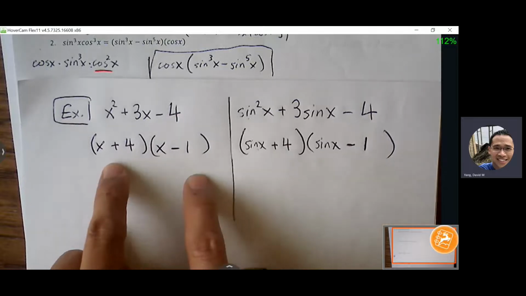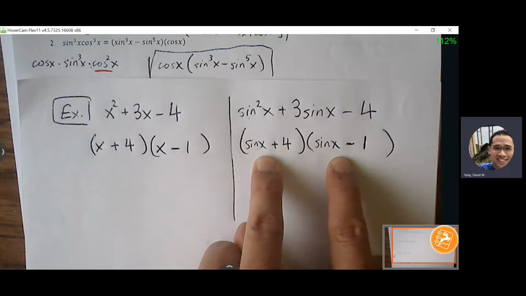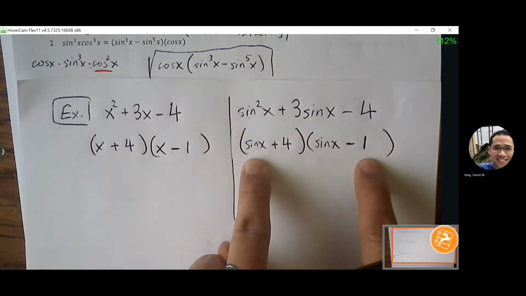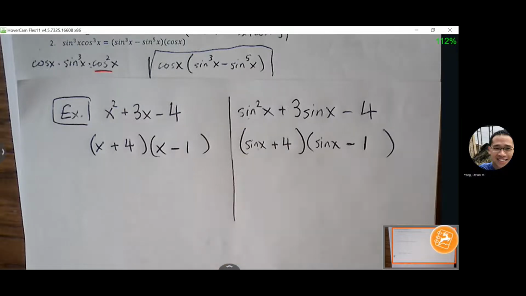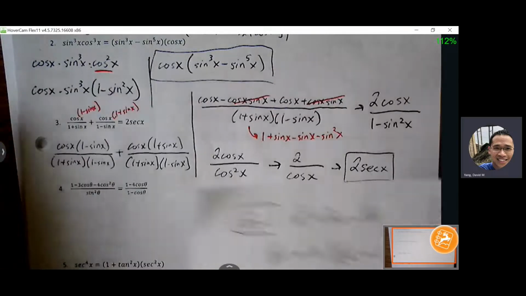You guys know how to do this. If you know how to do this, you're just making a substitution and doing it in terms of a trig function. It could be sine, it could be cosine, it could be tangent. Okay. Are you good with that connection there? Okay. So let's turn to number 4 here.